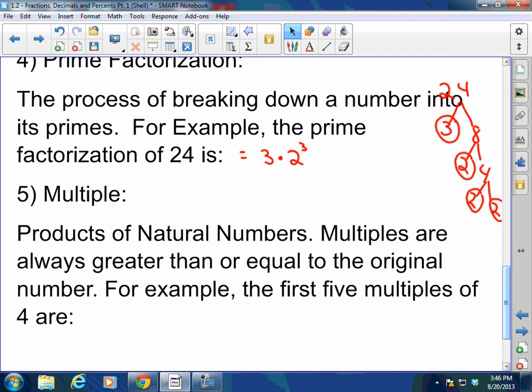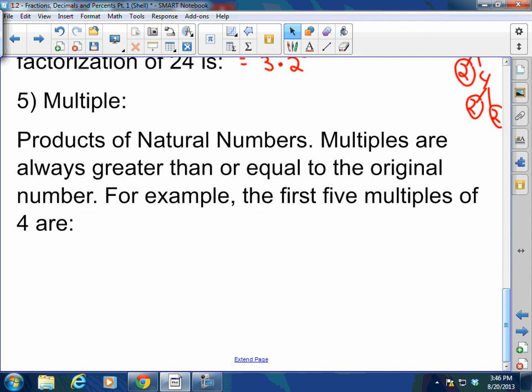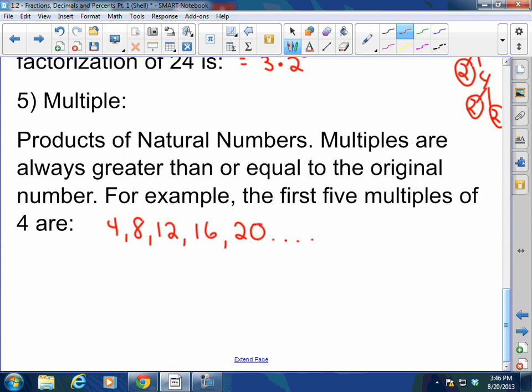For example, let's just list the first 5 multiples of 4. How do we do that? You go 4 times 1, that's 4. 4 times 2 is 8. 4 times 3 is 12. 4 times 4 is 16. 4 times 5 is 20. That keeps on going forever. Multiples are infinite. Factors are finite. Hope that kind of jogged your memory a little bit.